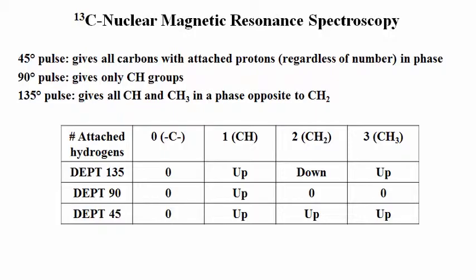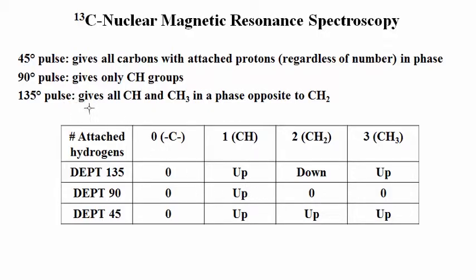If this is a DEPT 45 spectrum, you use a 45-degree pulse, and so all carbons with attached protons are going to be shown in phase with one another. So they're all going to be up. Carbons with 0 hydrogens will have 0 signal there in that spectrum. For the DEPT 90, this will only give us CH groups, and so only carbons that have 1 proton attached to them are going to be shown in here.